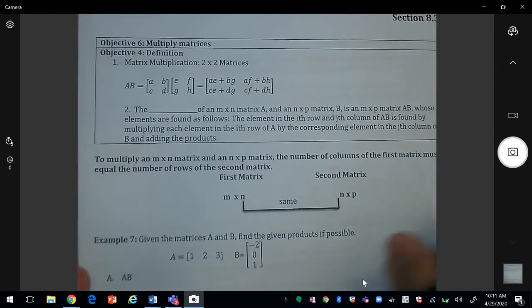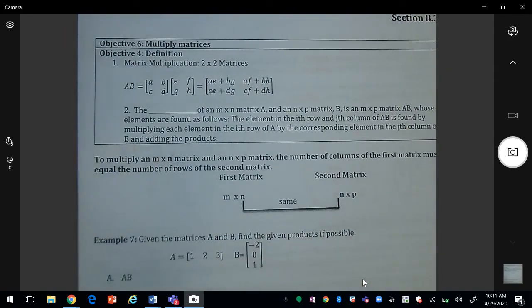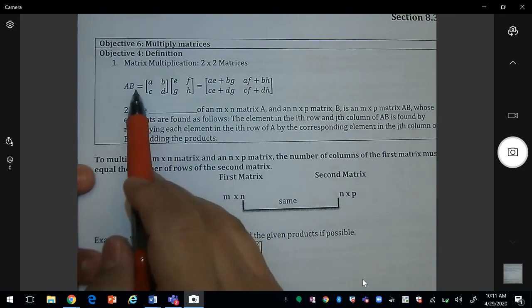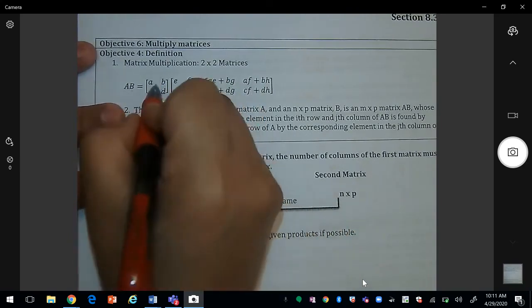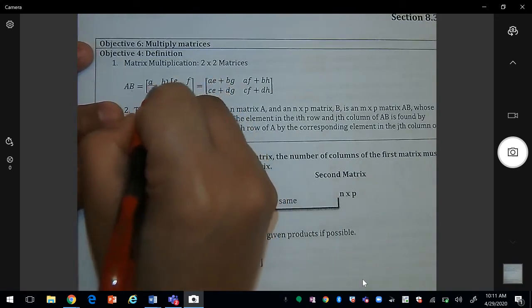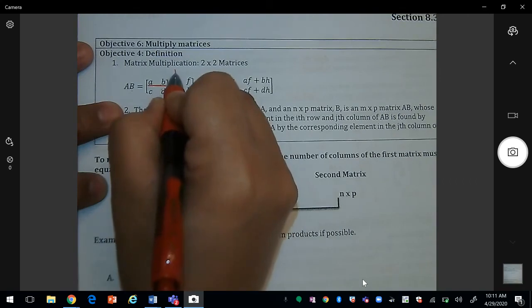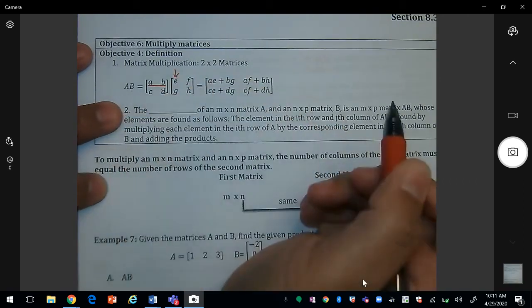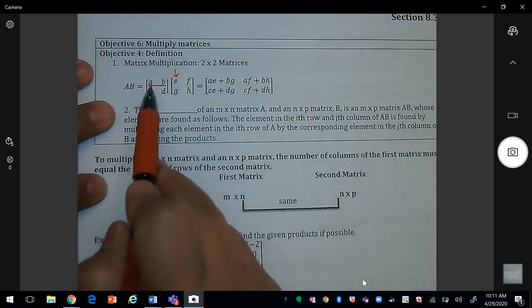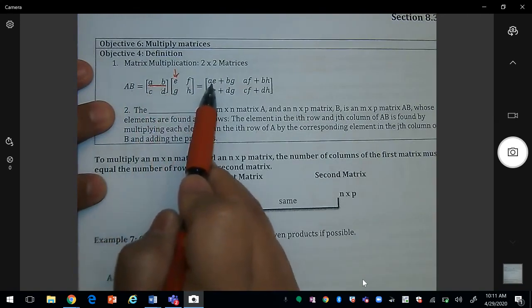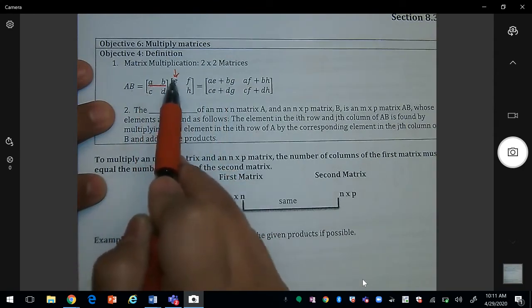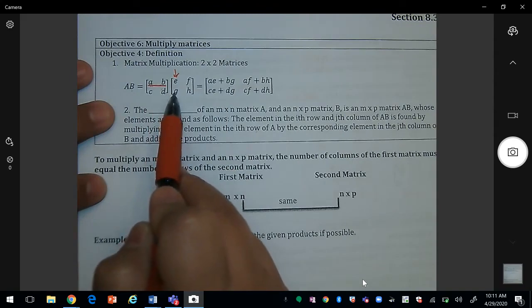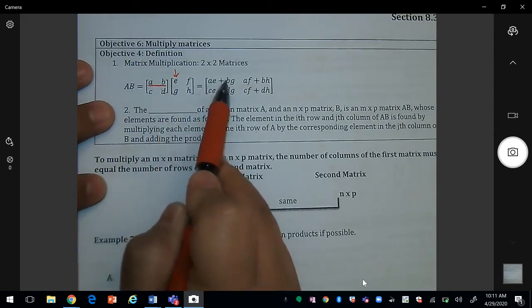Objective 6, multiplication of two matrices. So matrix multiplication, if we have these two matrices that are being multiplied, what's happening is we're going to take this first row right here, and we're going to multiply times the first column. So we would say A times E, that's right here, plus B times G. So the first one with the first one, second one with the second one, and then we add the products.